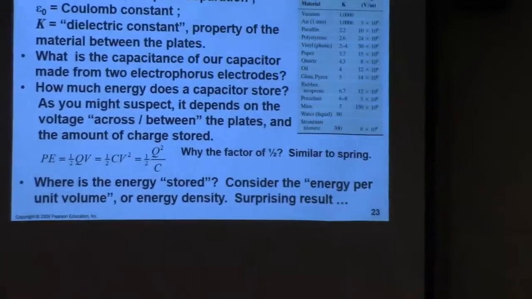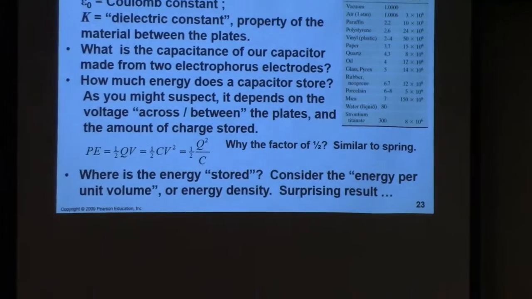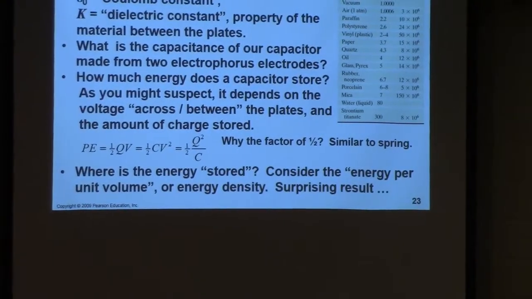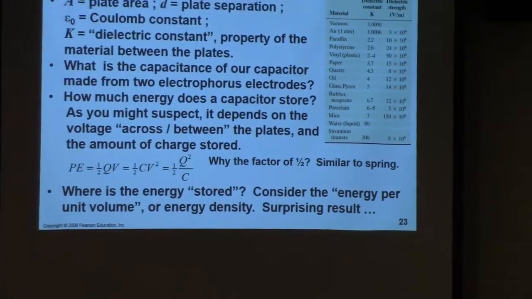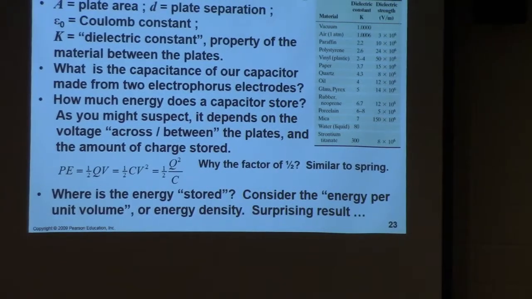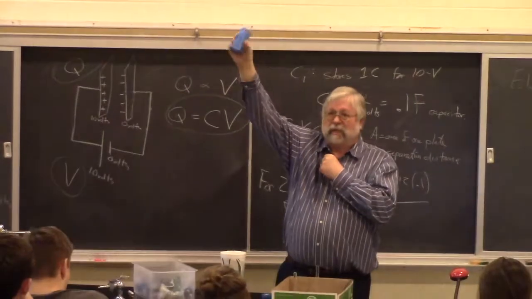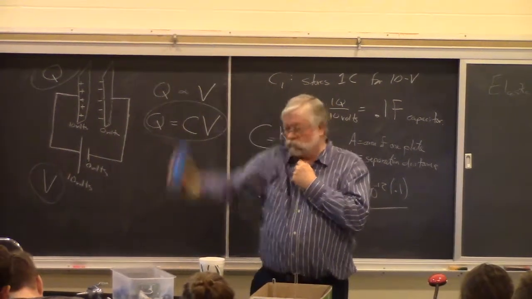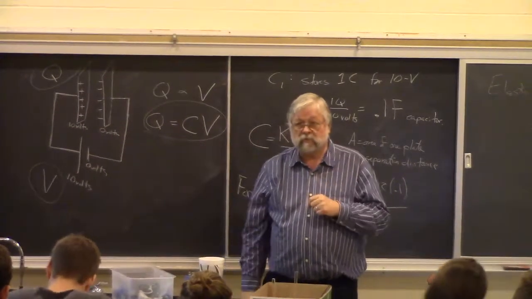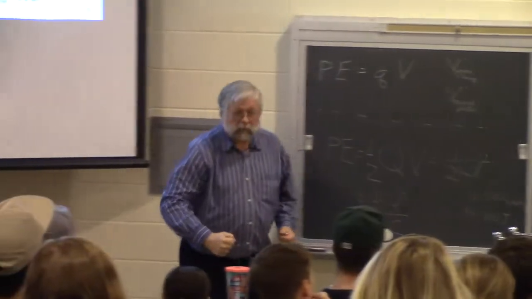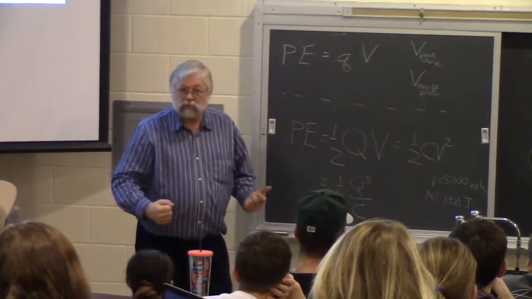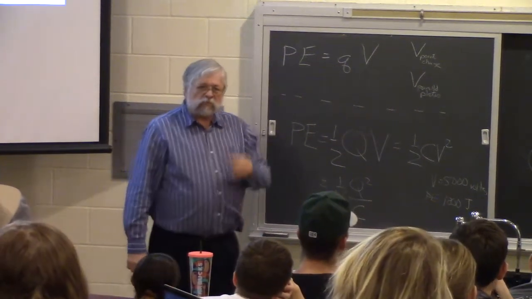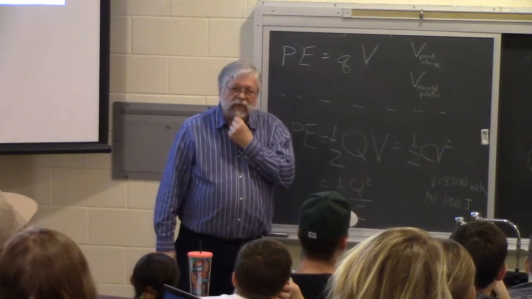Here's an interesting question, I think. Where is the energy stored in a capacitor? Well, where is the energy stored gravitationally when I pick this thing up? You'd probably say in this thing, right? It's got potential energy, I let go of it, and that would have kinetic energy. Where's the energy stored when I stretch out my spring? It's probably in the spring. Where's the energy stored in a capacitor?